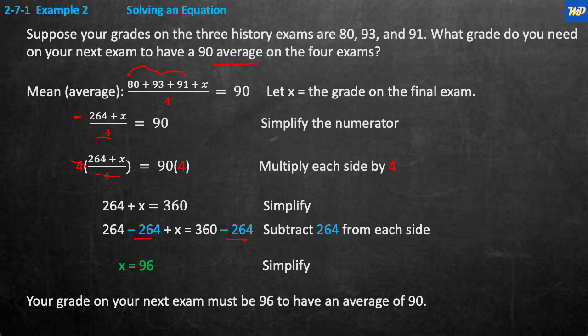It's called undoing the addition or whatever it is you want to call it. Okay? This would be undoing the addition, and you undo an addition by doing a subtraction. So when you do that, you're going to get x equal to 96. So that is the answer. You need a 96. Your grade on your next exam must be a 96 to have an average of 90. If you had a 97, you'd have higher than 90, right? You'd have 90 and a quarter.